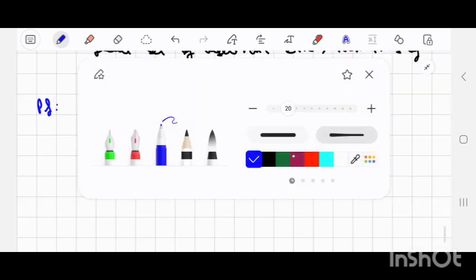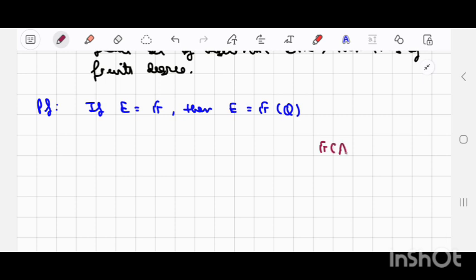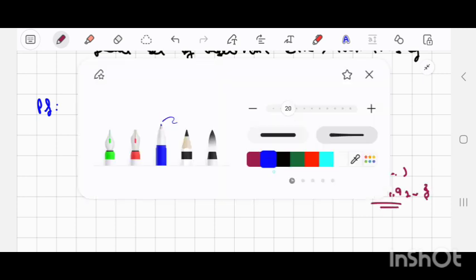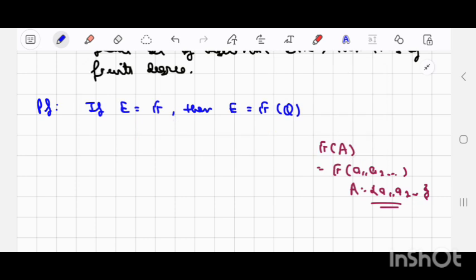Let me set the notation first. I haven't discussed this. This is referred to as F(a1, a2, and so on), where A is this set. Let's come back. Yeah, so fine.